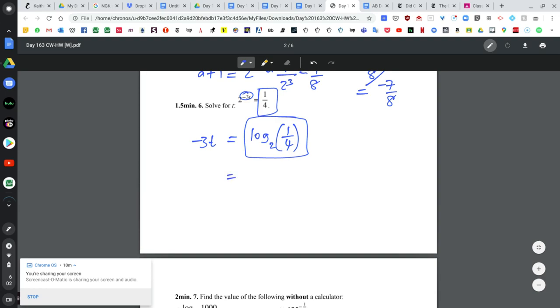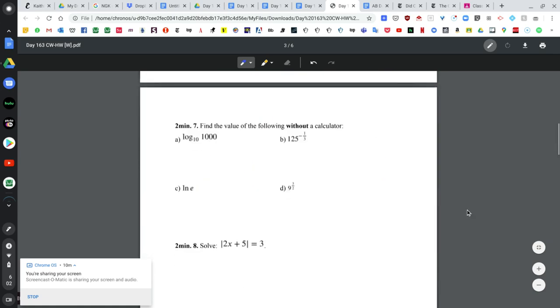The way you evaluate a log expression without a calculator is this: you ask yourself, 2 to the power of what number will give you 1/4? Careful. Now remember, 2 squared is 4, but I need a 1/4. The answer is -2, because 2 to the power of -2 will give you 1/4. And last step, divide by -3. So your final answer is 2/3. Okay, go over that problem again if you need to.